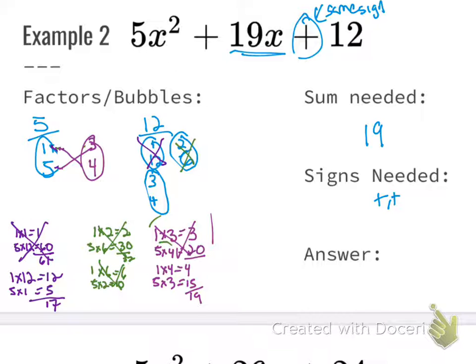Yay! Finally, sorry that took us so long. So our first parentheses and our second set, so our binomials, remember these are our first terms, so they go in as 1x and 5x. This tells me what my signs have to be, so plus, plus.